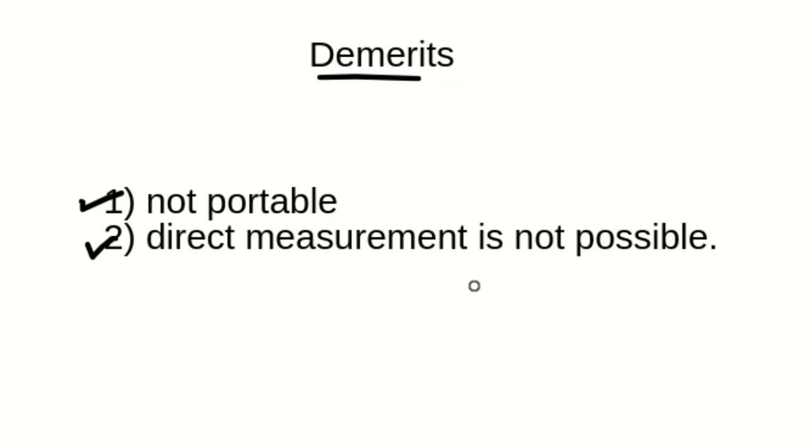What does this mean? You know the principle of potentiometer. We measure the length, we take the ratios, and then we compare the EMFs. So this is an indirect method. We measure the length and then using some calculation we find out the potential difference. But in a voltmeter we can directly measure the voltage, so we need no calculations. So this is the demerit of the potentiometer.